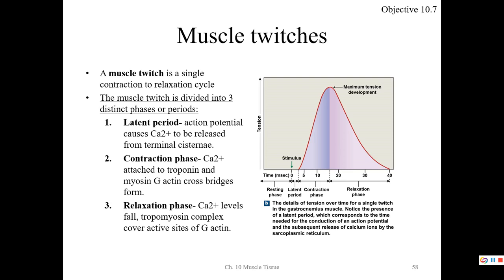Then there's a contraction phase, and that's when the tension starts to produce and get to its maximum. Then we produce our maximum tension. Then we go into a relaxation phase where the muscle relaxes, okay? During the contraction phase, calcium goes up in the sarcoplasm, and the cross bridges are forming, with the power stroke and all that. When calcium levels drop in the sarcoplasm, that's going to cause a relaxation phase.